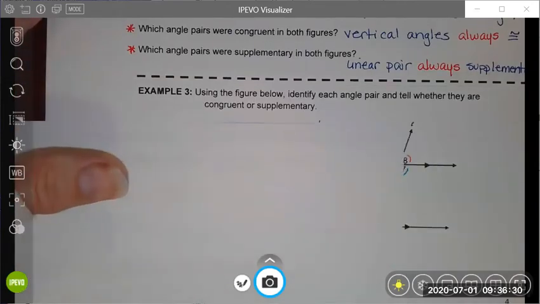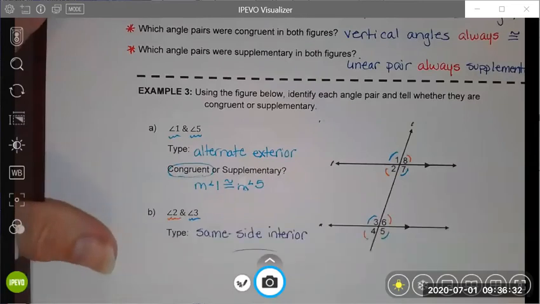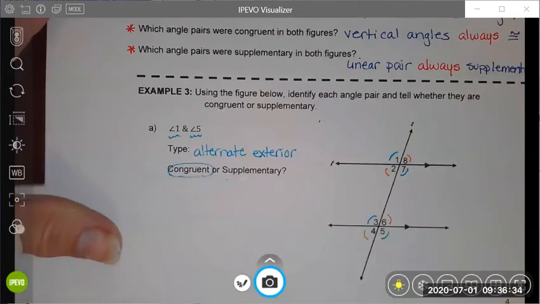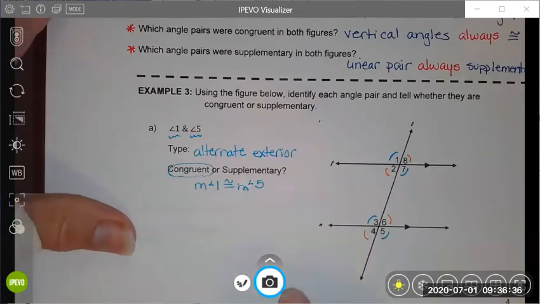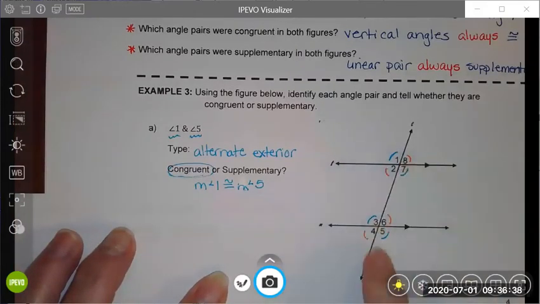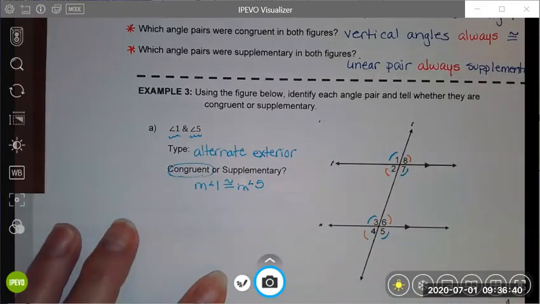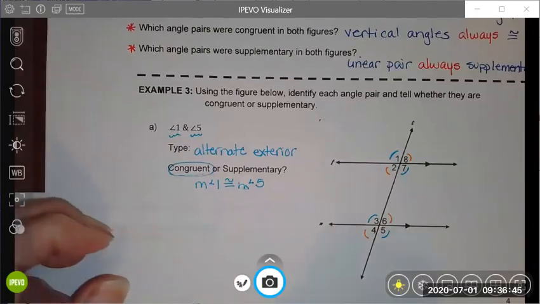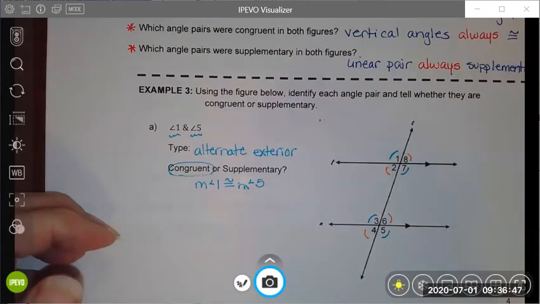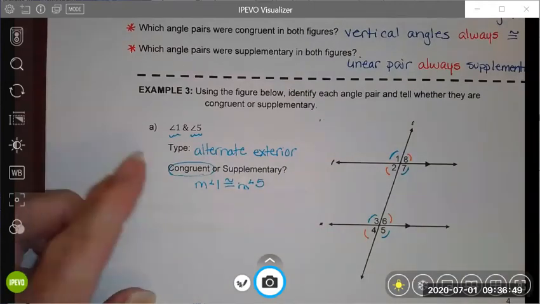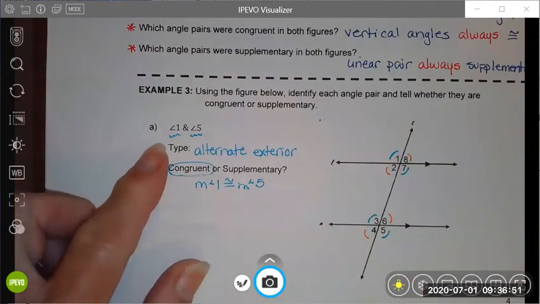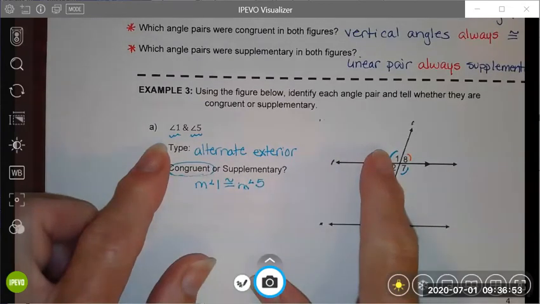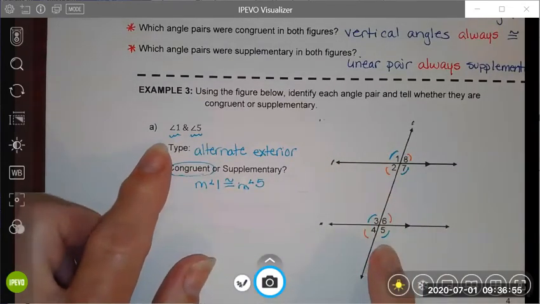Let's finally look at an actual example. In this example, I went ahead and again colored in my figure. You can use highlighters for this as well. In this figure, I'm looking at angle 1, top left, and angle 5, bottom right.